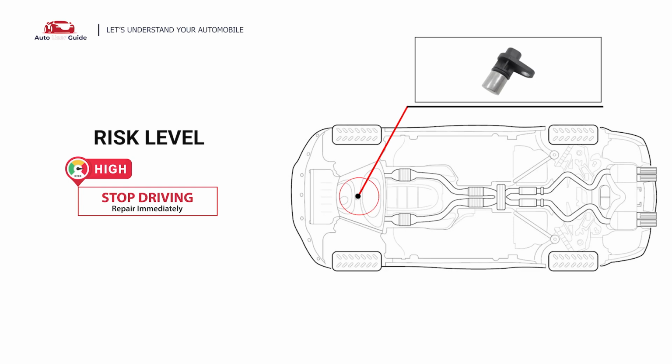This engine code indicates a problem between the crankshaft and camshaft on the exhaust side, bank 2 sensor B of the engine. This means the engine's computer has detected that the crankshaft and camshaft are not rotating in sync, which can lead to various performance problems. Under this circumstance, stop driving and repair your vehicle immediately.